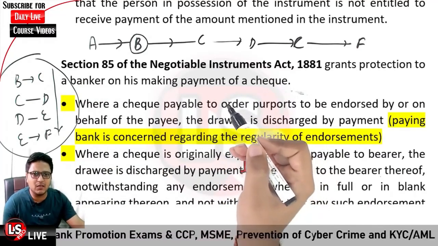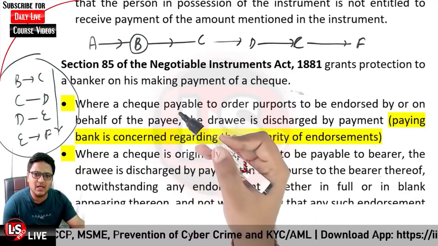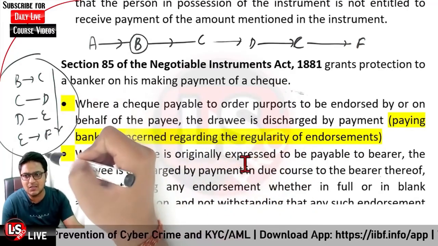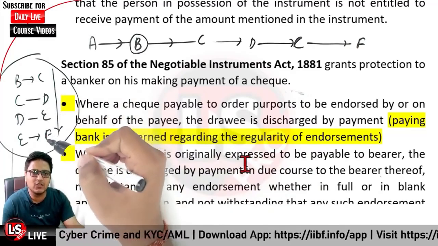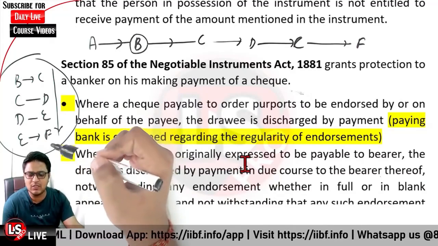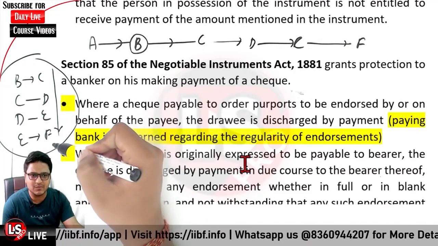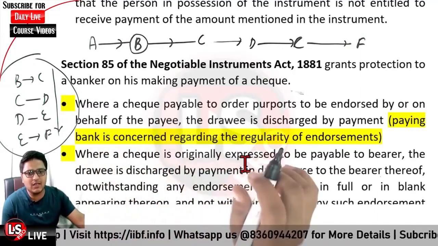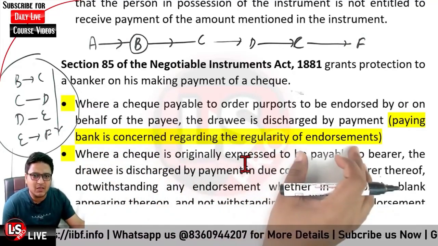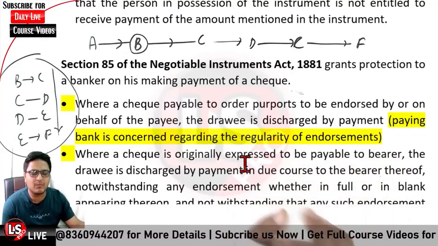And the paying banker is not concerned regarding the signatures. It is only the regularity which the bank is concerned about, which the paying banker is concerned about, and it is not about the signatures. Okay, so if there is regularity in the endorsement, then the paying bank is discharged by payment.